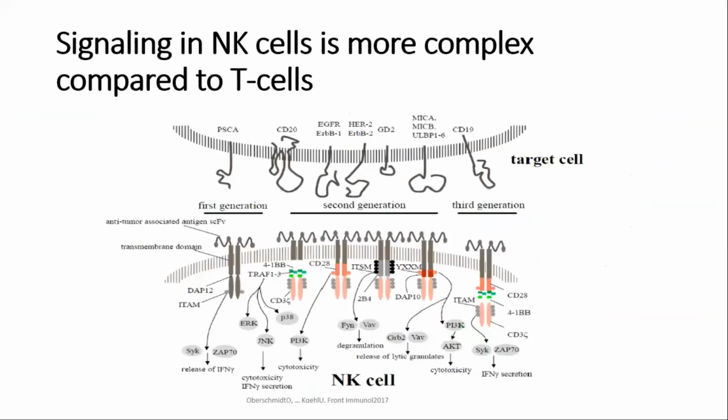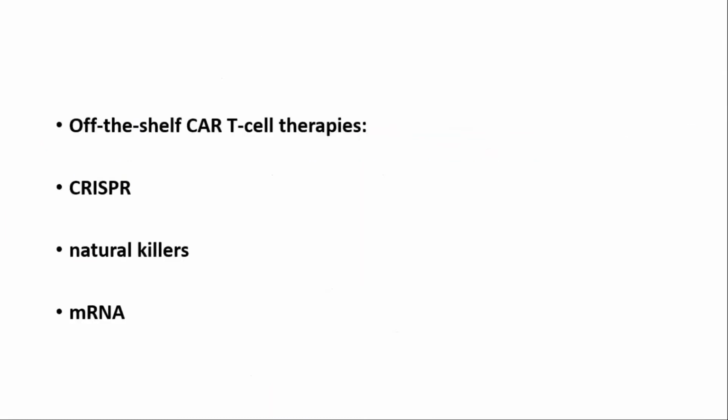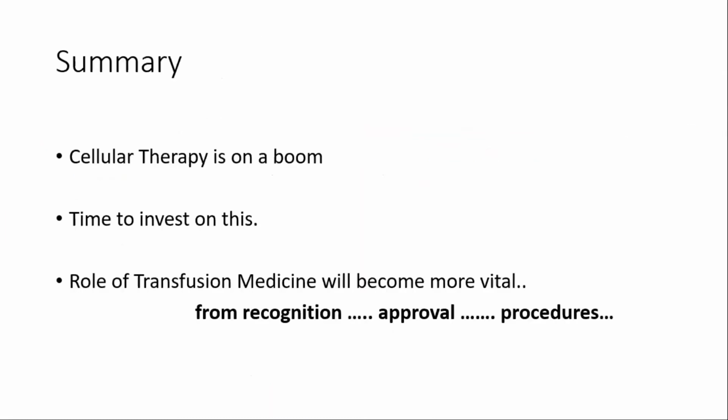Then there's something called NK cells. Natural killer cells is more complex than T cells, but it's just considered to be more of a line of defense or preventing the relapse in leukemias and lymphomas. So NK CAR is going to be offered in the near future. Then there are something called mRNAs which are being tried in the type of cellular therapies.